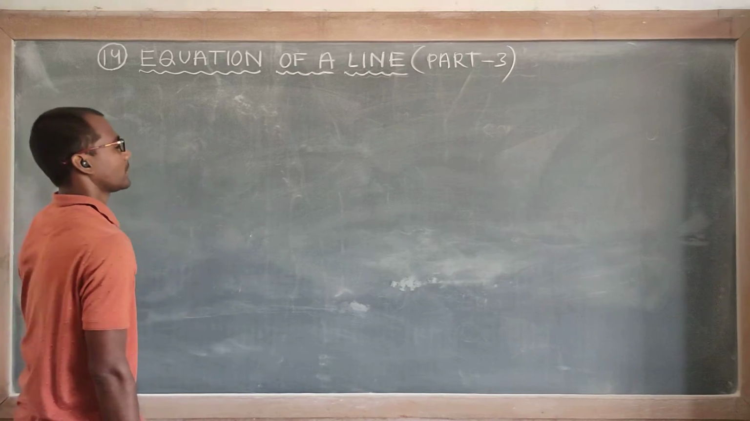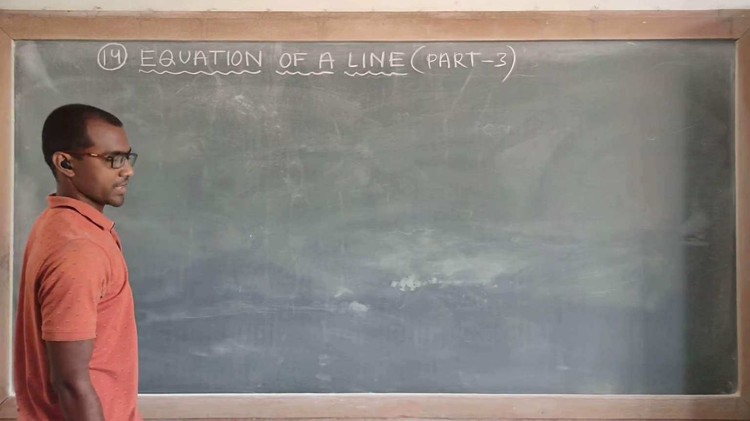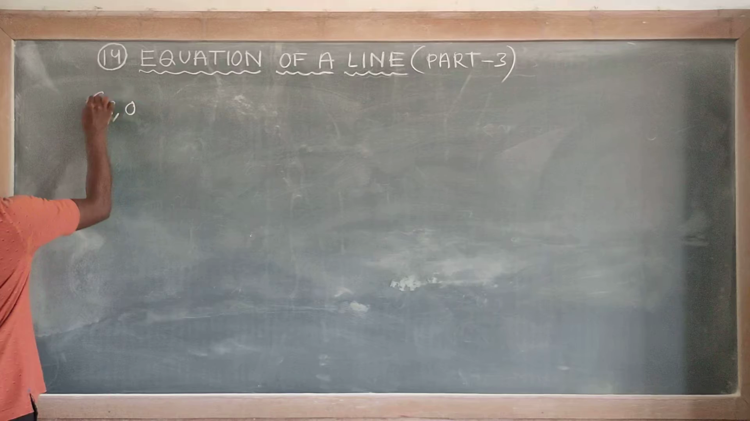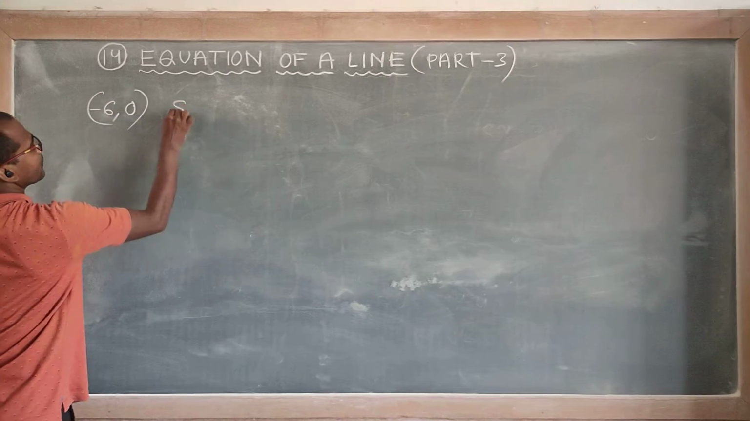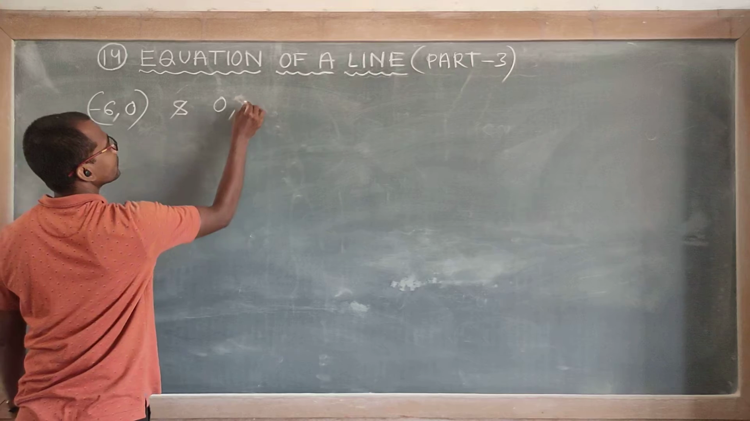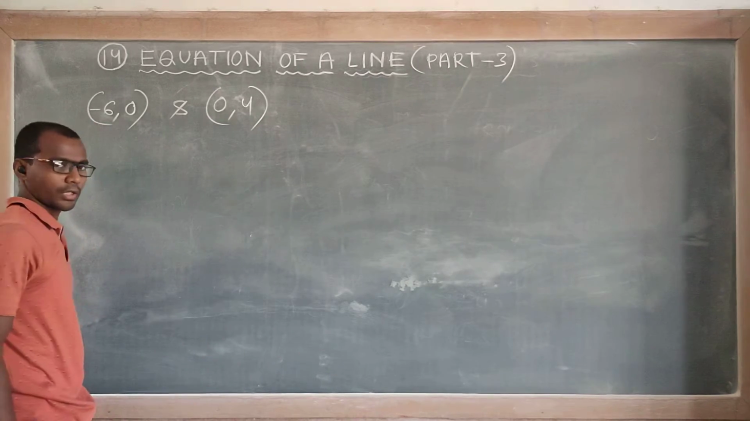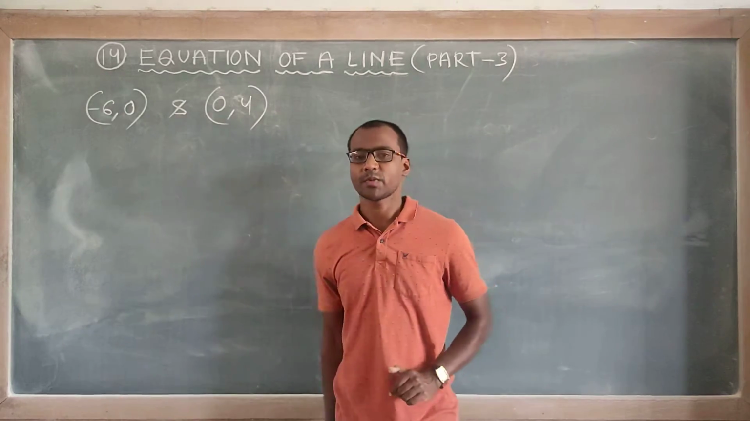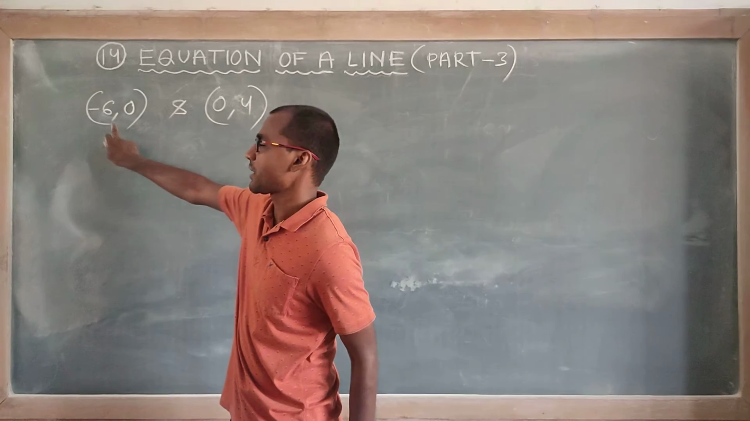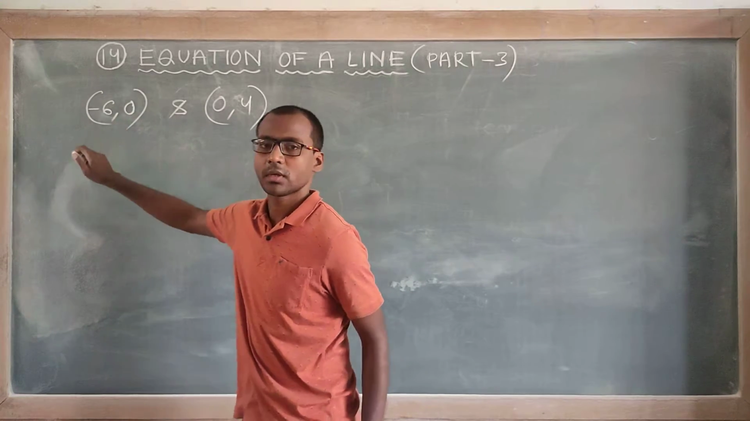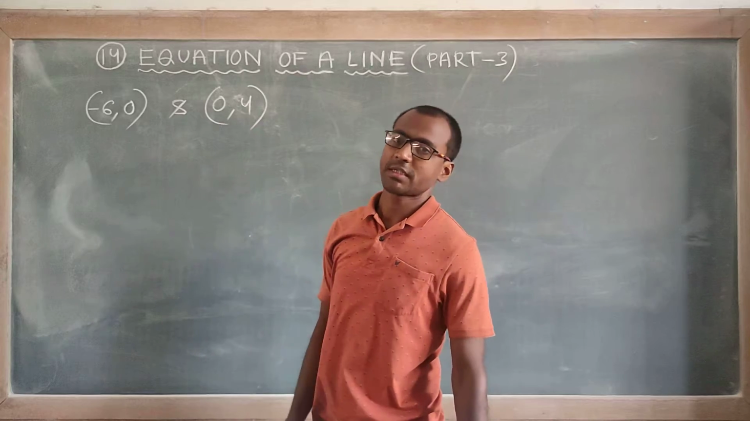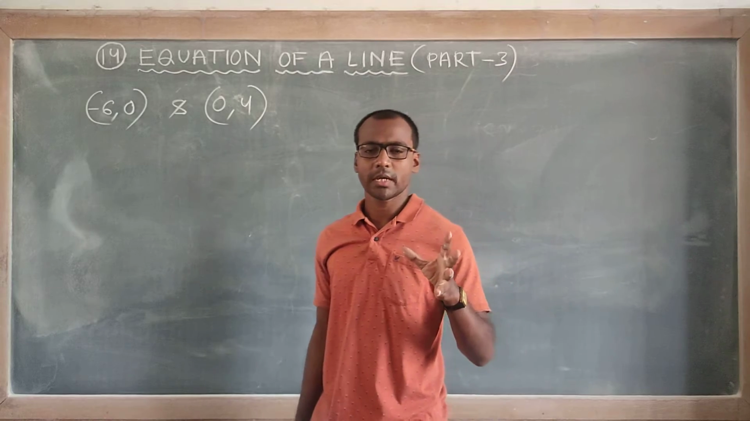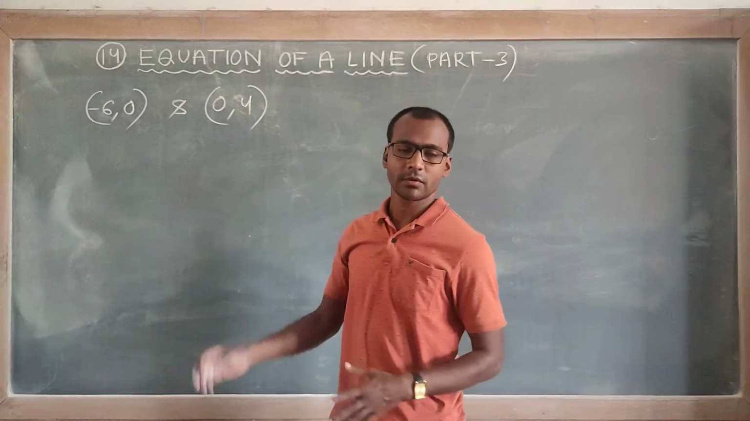Find the equation of the line that passes through the points (-6, 0) and (0, 4). Again two points are given, but these two points are a little different. They are special. This point is definitely on the x-axis because the y coordinate is 0, and this point is definitely on the y-axis because its x coordinate is 0. So again, using the same method as we did in the previous example, we can find the equation of the line.